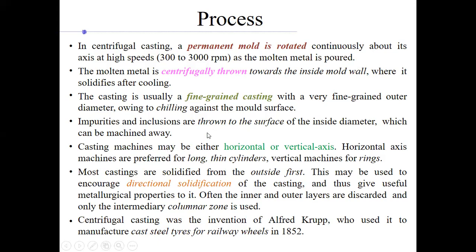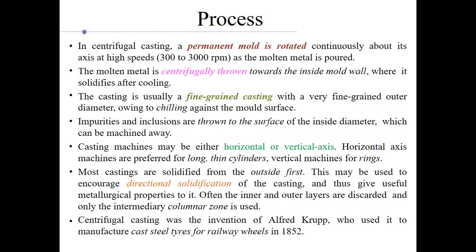Casting machines may be either horizontal or vertical axis, right? We have seen a horizontal one in that video, but it could be a vertical one. The axis orientation could be vertical. Horizontal axis machines are preferred for long, thin cylinders, and vertical machines for rings.